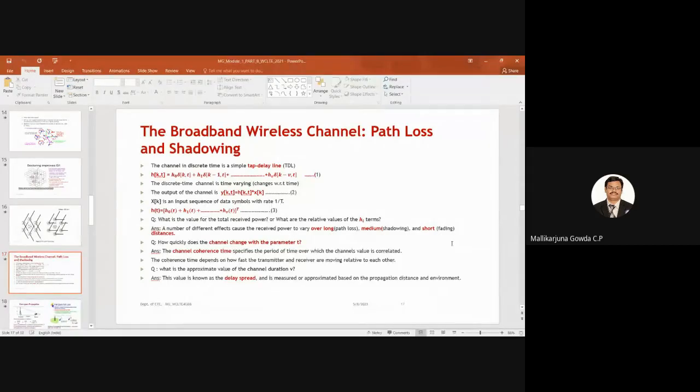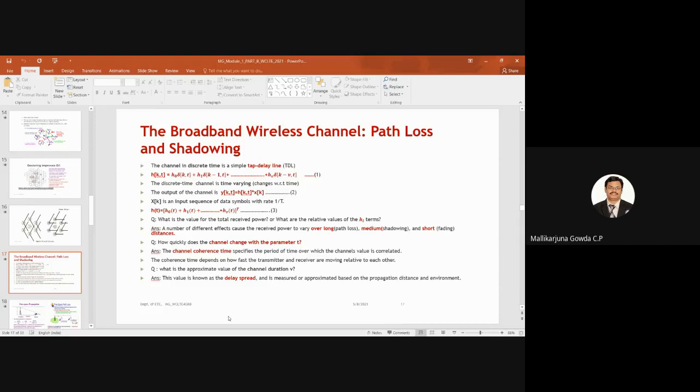And the second thing is, how quickly does the channel change its parameters with respect to time? When I'm saying how fast the channel parameters will change with respect to time, for that there is a term called channel coherence time. So that will specify the period of time over which the channel value is correlated.